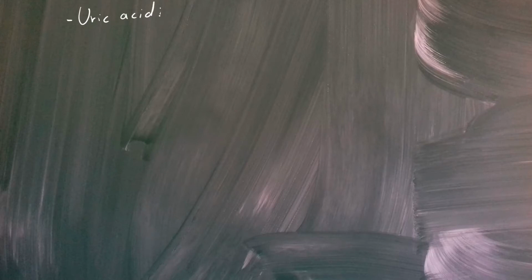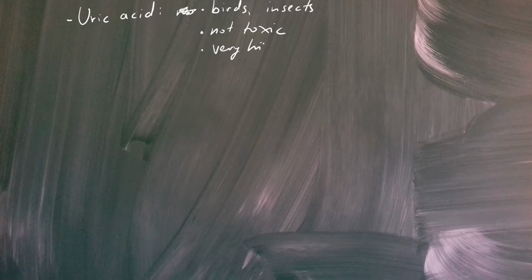And uric acid is not toxic. We always have to say first which animals: birds and insects. They are flying. And it can be excreted in a very high concentration, so you need even less water. How high? So high that it's not even liquid anymore. It is a semi-solid paste. Birds, the white stuff, right? The white stuff from birds, that's uric acid.